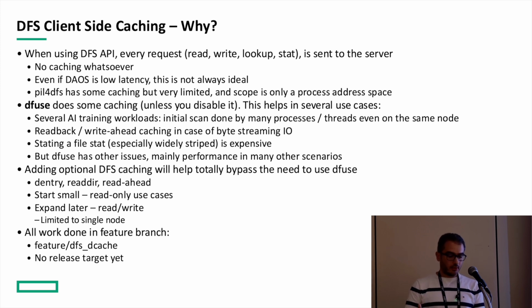The way we're approaching this is starting small, handling just read-only use cases first, and then expanding later to sometimes read-write with read-ahead and write-back, and it's going to be limited to a single node. We're not doing distributed client-side caching here. The work is done in a feature branch on GitHub, and there's no release target for it yet. It's not a POR or anything like that, so it's still exploratory work at this point.